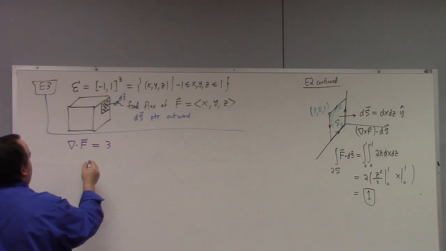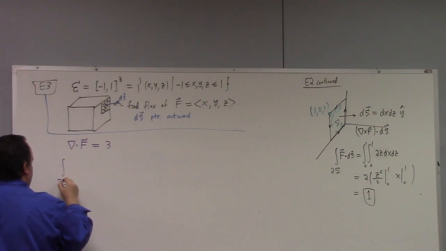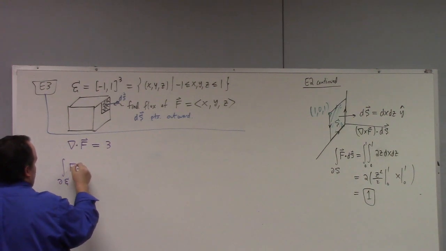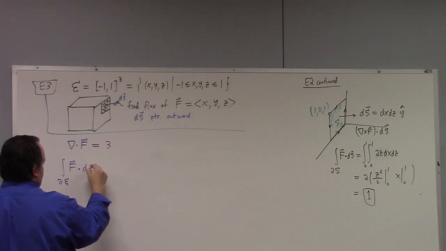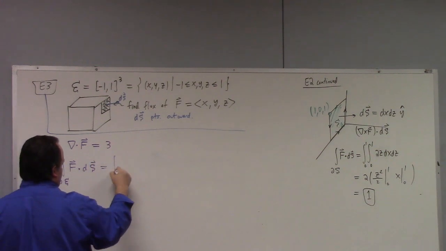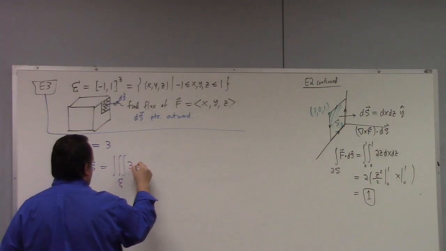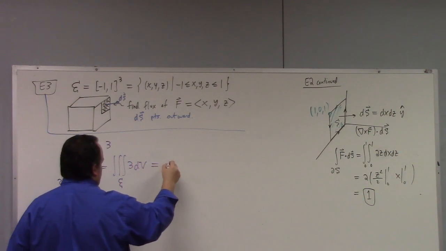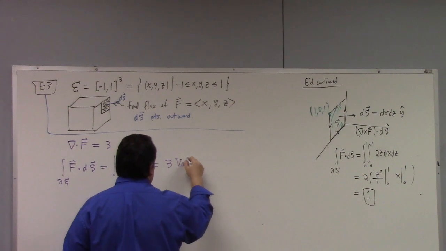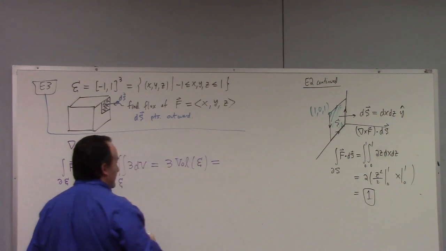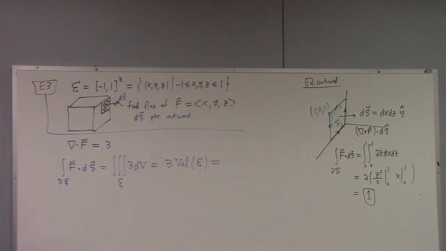So what if we look at the flux over the boundary of the entire cube? What's that? By the divergence theorem, it's the integral over the cube of 3 dV, right? Also known as 3 times the volume of a cube. Now, I hope you don't need calculus to calculate the volume of a cube. What's the volume of this cube?